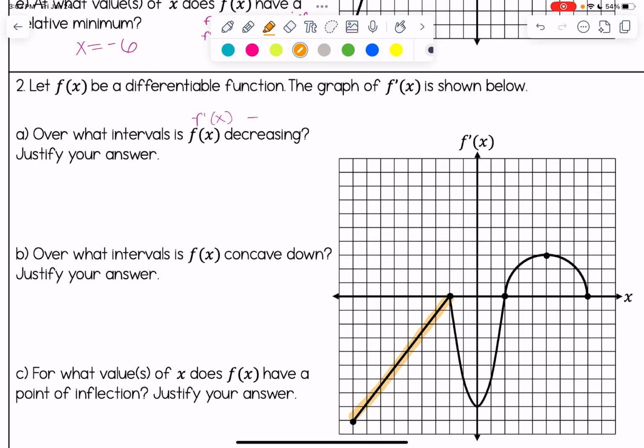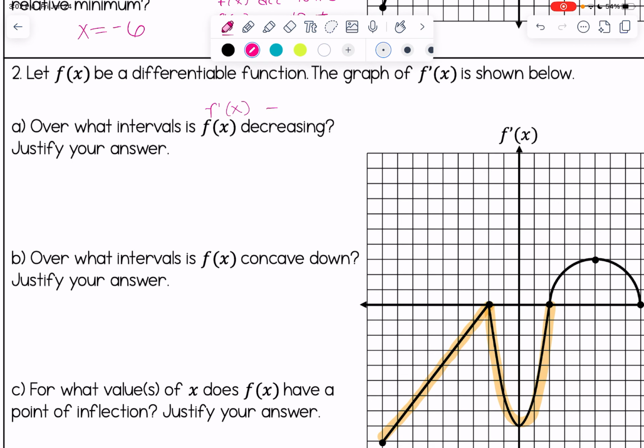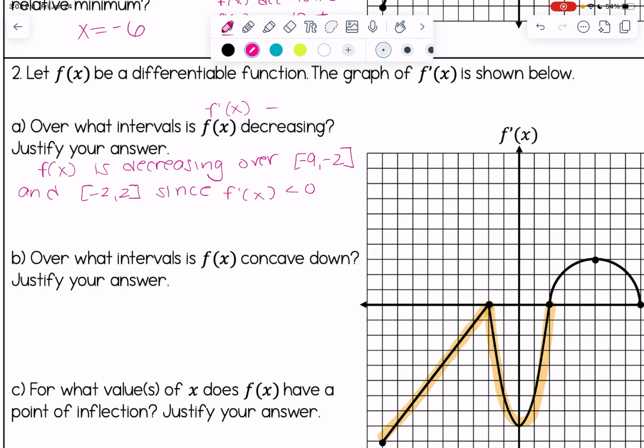from -9 to -2, and then again from -2 to +2. There's two pieces of that graph. You can merge those intervals together, but I'm going to keep them separate here. So I'm going to say f of x is decreasing over -9 to -2 and -2 to +2. And we're going to explain how we know that. And I'm going to say since f prime of x is less than 0.